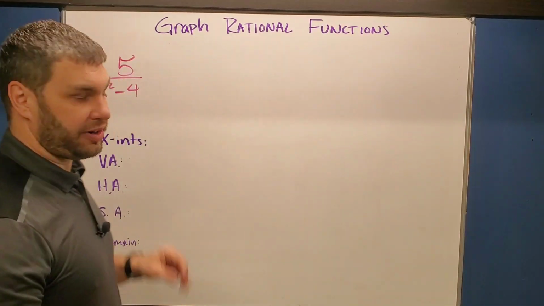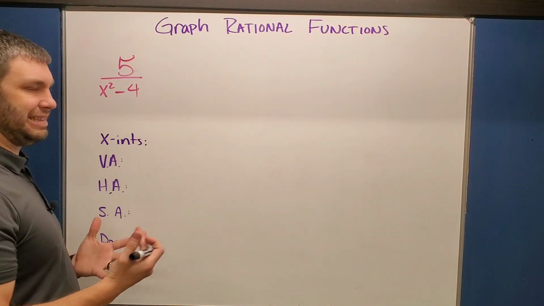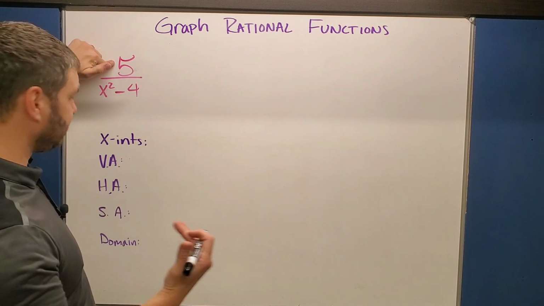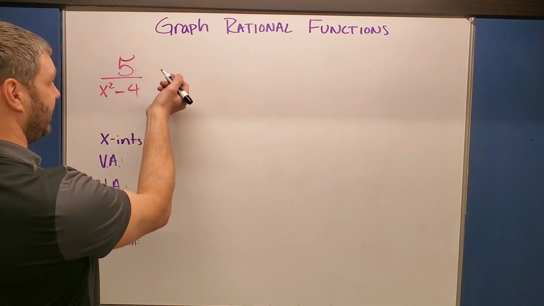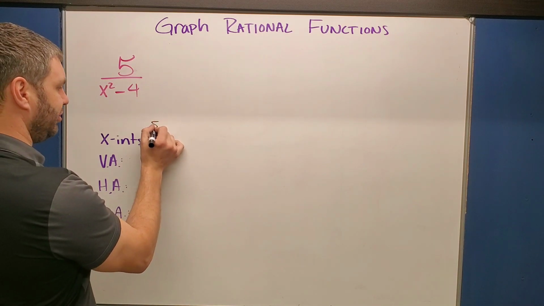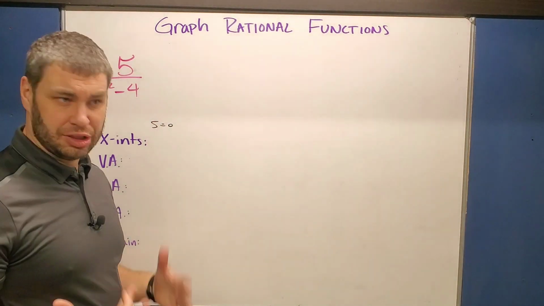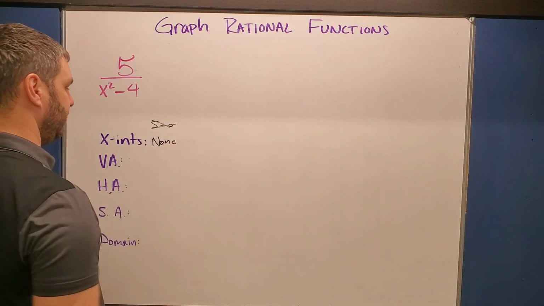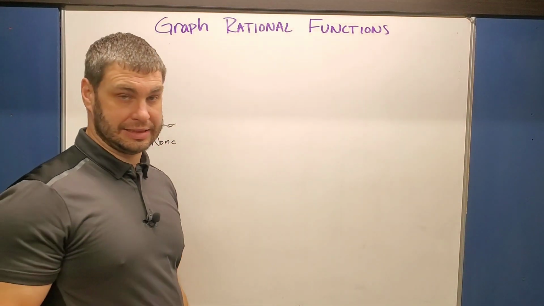All right, the next one we're going to do is 5 over x squared minus 4. And in this one, same thing as the first one. To find the x-intercepts, we have to take the zeros at the top. But if I set 5 equal to 0, does that even make sense? No, that is a false statement. So because of that, there are none, right? There are going to be no times where this crosses the x-axis.